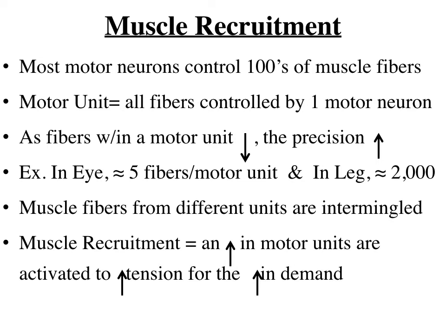And even in the fingers, you're going to have maybe not as few fibers per neuron, but still a lot, definitely a lot less than what you would find in the leg. In the leg, there is, let's say, for example, 2,000 muscle cells for a single neuron. That means that one single neuron has to communicate to 2,000 leg muscle cells, and that definitely decreases the precision, because now you have more of that gross motor movement.